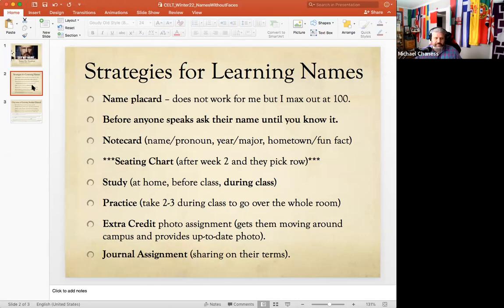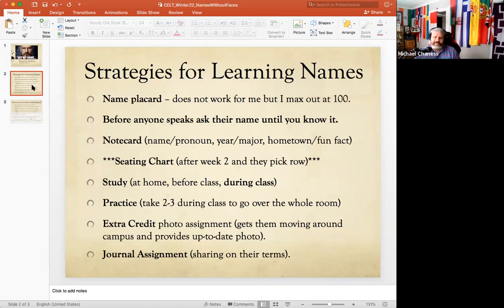That's what really helps me, when I can have 10 students, 9 students, 11 students, 8 students, week after week, month after month, sitting in the same row. Then I can study with the seating chart. I can look at it during class, before class, and after class. So the seating chart is my best way of ensuring that I learn everybody's name.